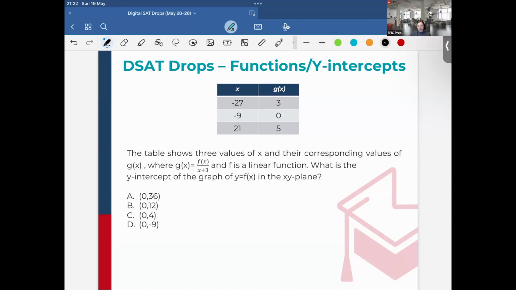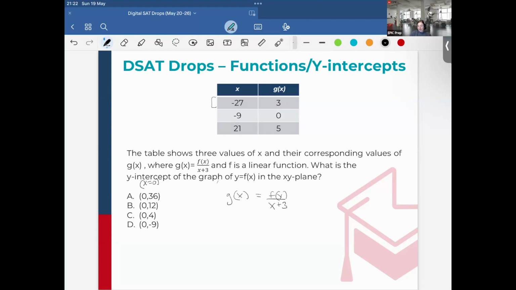What is the y-intercept? So y-intercept, remember that's where x is always equal to 0 of the graph of y equals f of x in the xy plane. Okay, so here I need to use the information in the table to help derive my equation. So let's do that. For example, the first coordinate, -27 and 3, will go into the formula provided, which was g of x equals f of x over x plus 3.